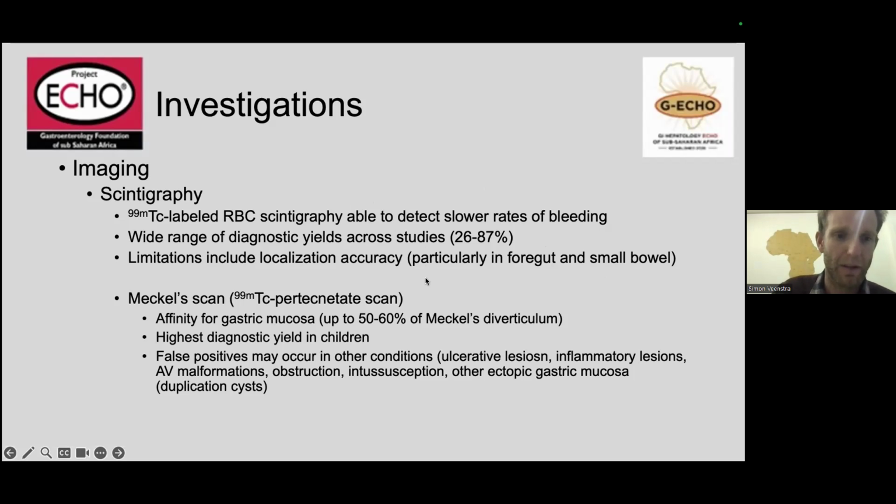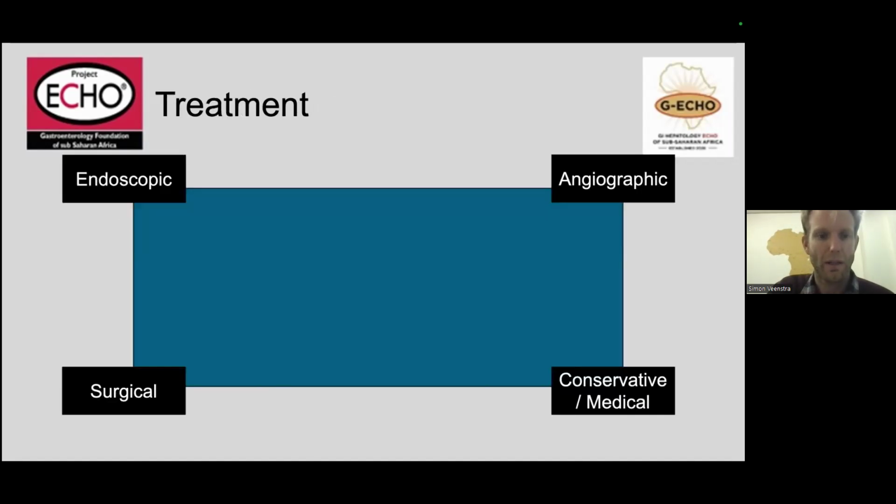Specific scintigraphy scans include the Meckel scan, which is your 99m technetium pertechnetate scan. This has an affinity for gastric mucosa, which is found in up to 50 to 60% of Meckel's diverticulum. Its highest yield is in children, but there are many conditions that can give false positives. So ulcerative lesions, inflammatory lesions, AV malformations, obstruction, intussusception, and areas where there's other ectopic gastric mucosa like duplication cysts. So just to be aware of that.